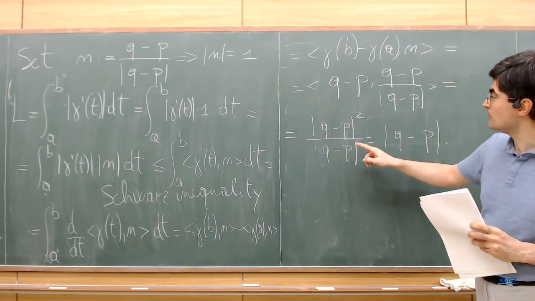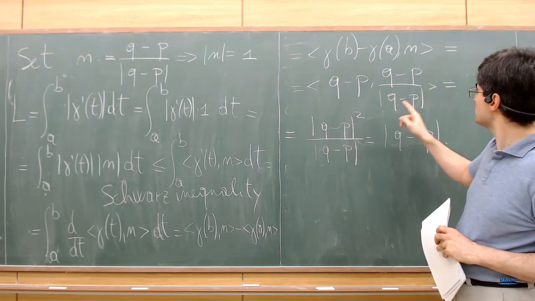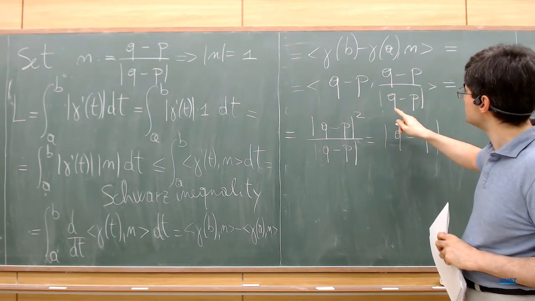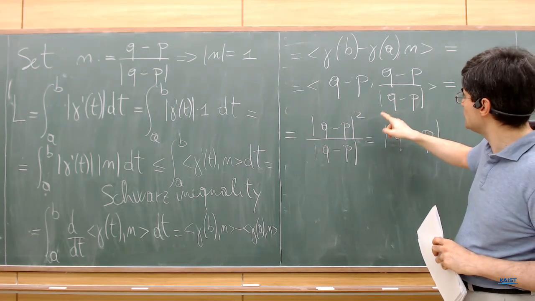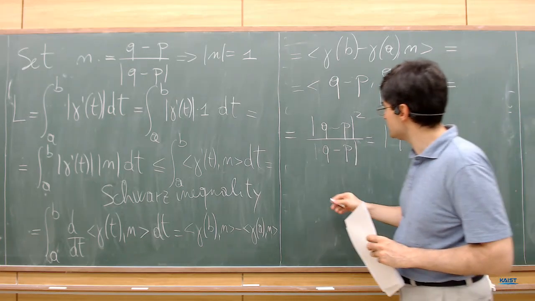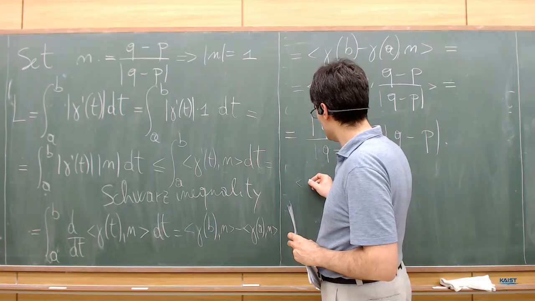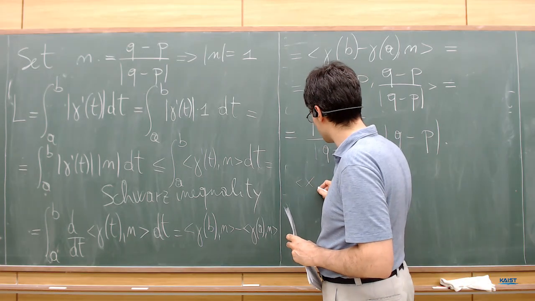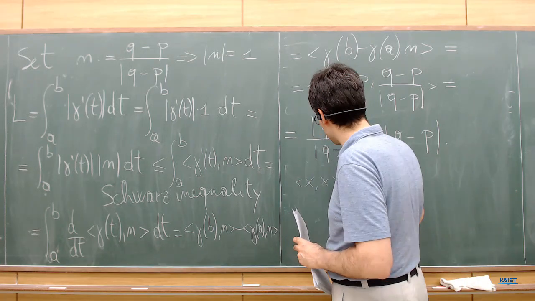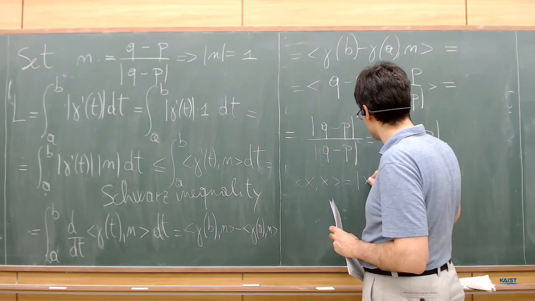Maybe some of you are thinking, how did you prove this identity? Very easy. I use the fact that the inner product of a vector x with itself is equal to the square of the length of the vector.